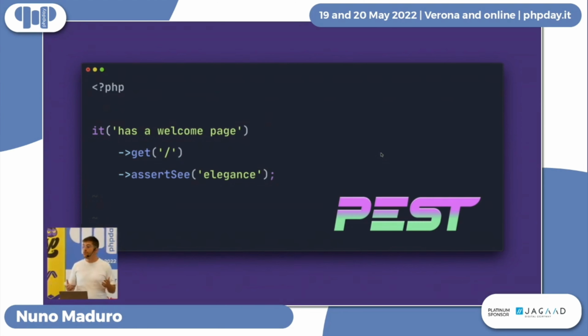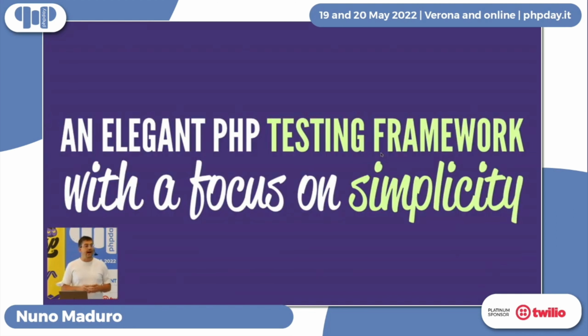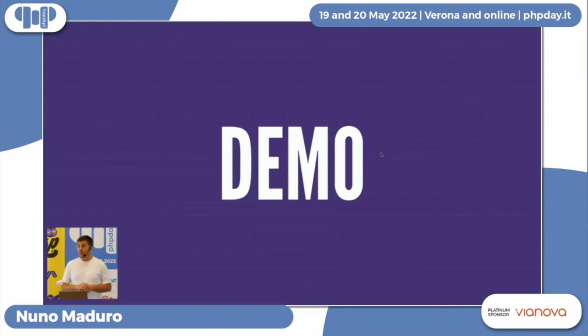For some of you who don't know what Pest PHP is, it is an elegant PHP testing framework with a focus on simplicity. And honestly, it is damn simple. It's based on PHPUnit, but gives you a totally different API that I think you will like. Today, I'm going to do a demo for you so you can see what Pest PHP is. It's just better to show you, right?